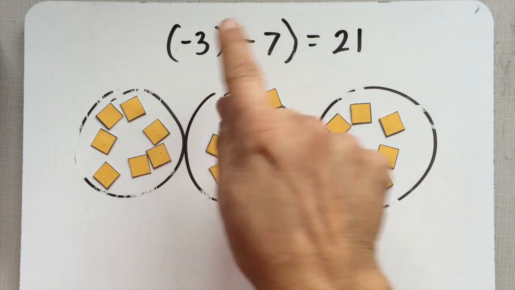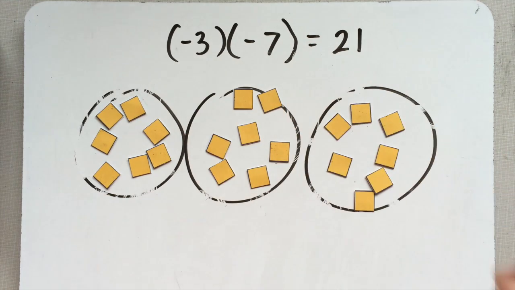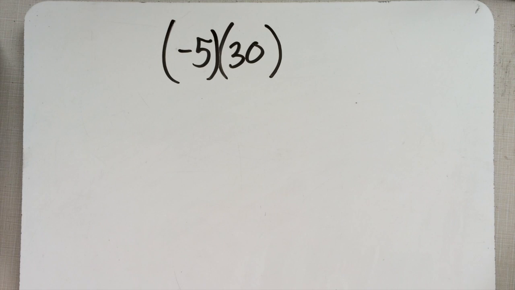So negative 3 times a negative 7 is a positive 21. All right, now we're going from the concrete to the theoretical. Negative 5 times 30. I don't expect you to make 5 groups with 30 tiles in each group. So go ahead and solve it without tiles. See how you do. Negative 5 times 30 is negative 150.